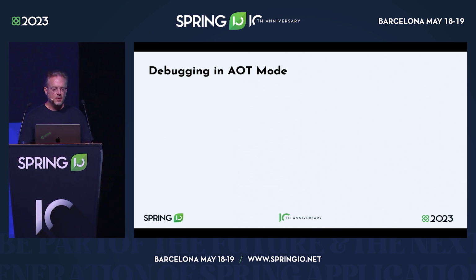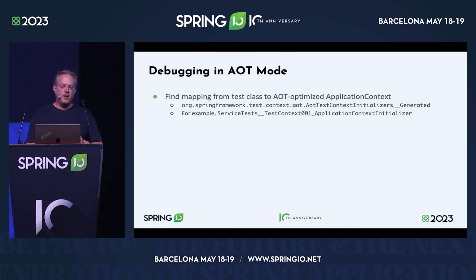So debugging, once you have that all set up, what you can do is find the mapping from your test class to the AOT optimized application context. Each one of these is a context initializer, so an application context initializer. And we have a file, I'll show you how to find that, AOT test context initializers generated. Those are generated mappings, and then you can look up the mapping from your test class to the initializer that's going to be used for it in AOT mode.